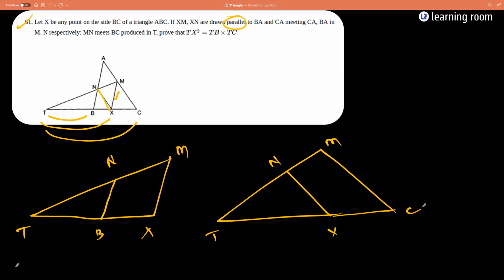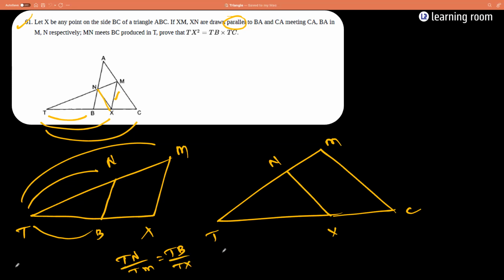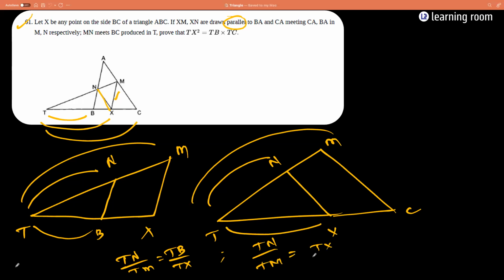So then apply the basic proportionality theorem. So you will get TN by TM is equal to TB by TX. Am I right? Yes, sir. Similarly, you will get TN by TM is equal to TX by TC. Left hand sides are equal, so right hand sides equated, you're going to get the answer done. Yes, sir. That's it. Very good. So TX square is equal to TB into TC. I hope everybody understood this. It's a simple problem.